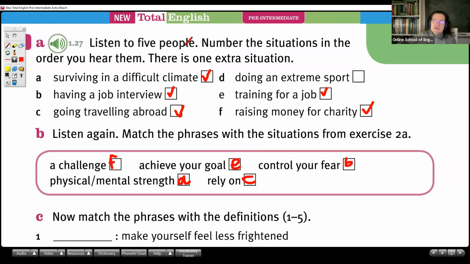So you were exposed now to a few words that describe an environment. We described rivers, deserts, jungles, in just 3 words. You also learned about situations and the emotions that match the situations. So you learned about surviving, challenges, achieving goals, controlling fear.